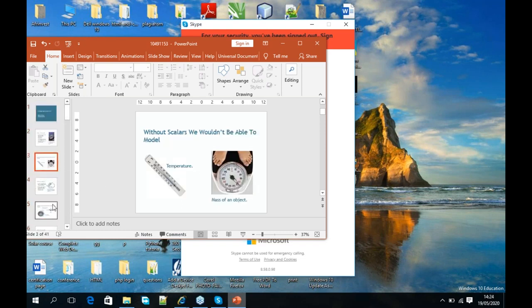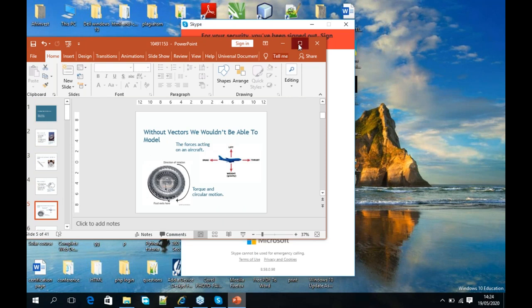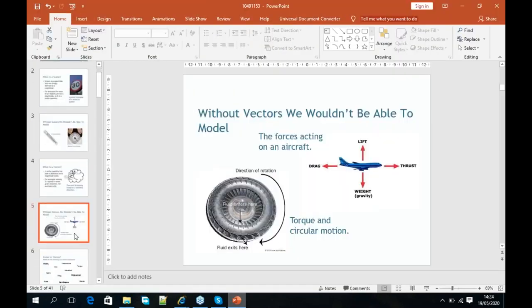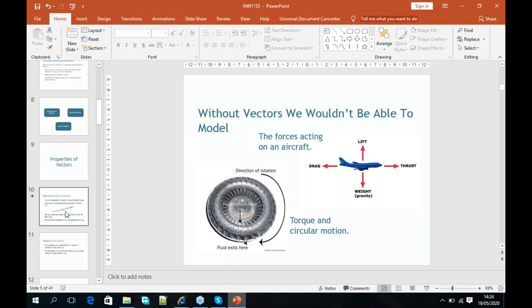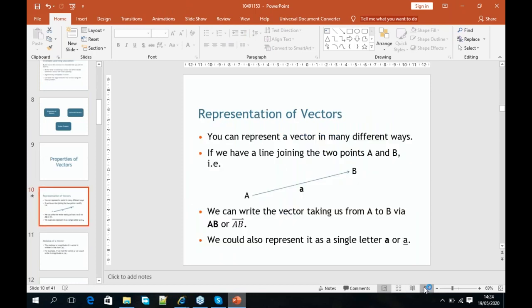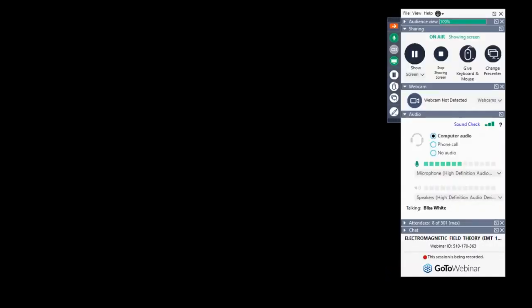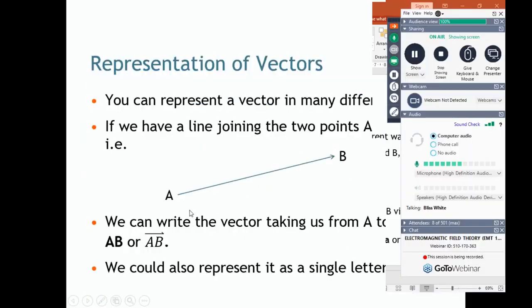So thank God my screen is back, so we'll be able to see it. Let me continue from the representation of vectors now, so everyone can see what I mean by this. If you remember, I said if we are joining a line having two points, from point A to point B.